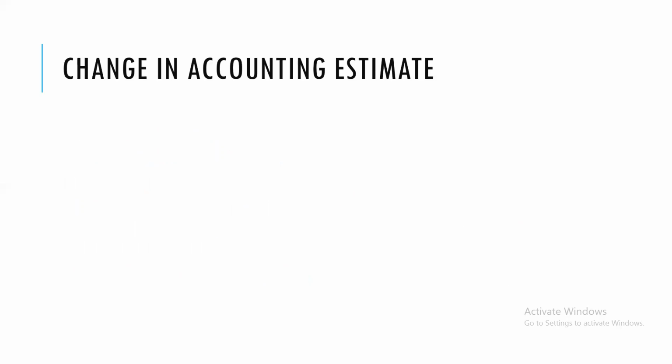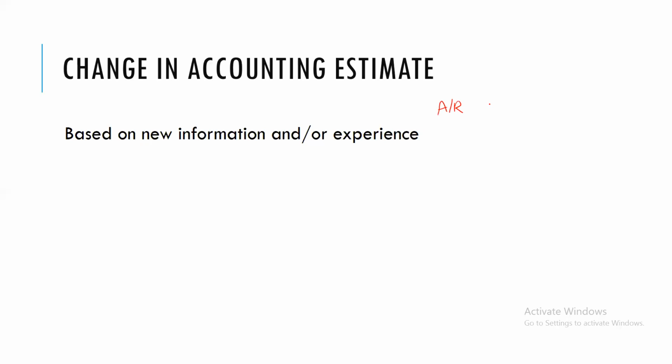Next one is a change in accounting estimate. When you do a change in accounting estimate, you do it based on new information or experience. So experience with the company. I gave the example of allowance for doubtful accounts. Say in your first year, you say, oh, my customers are going to be really good. They're going to pay me on time. So then you would take your allowance as, let's say, 5% of AR. Okay, so you set up your allowance at 5% of AR.